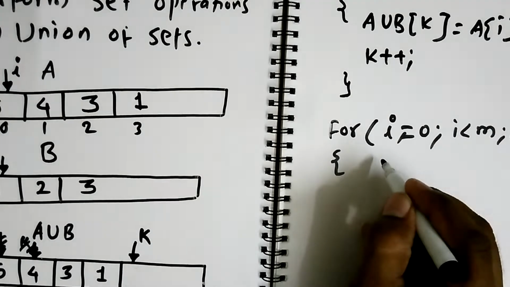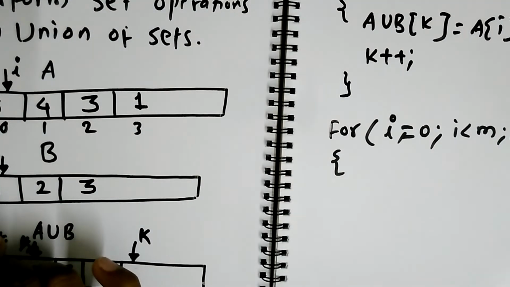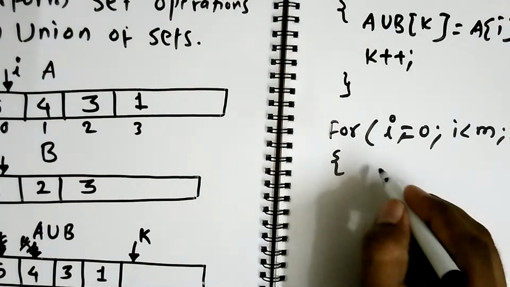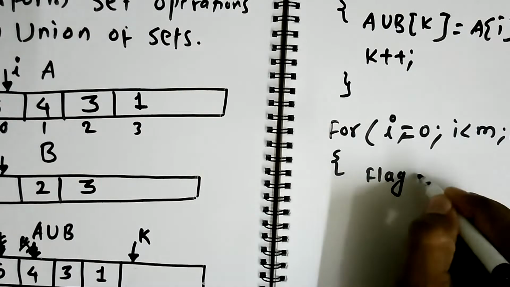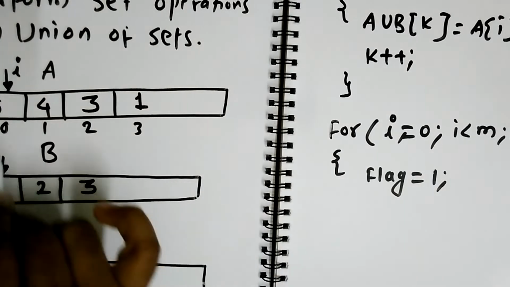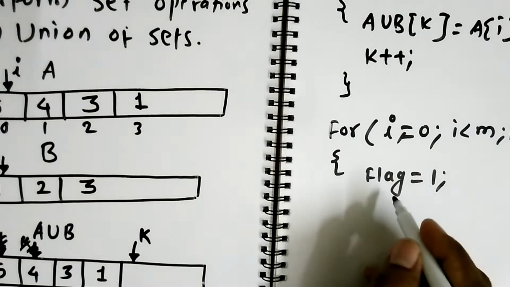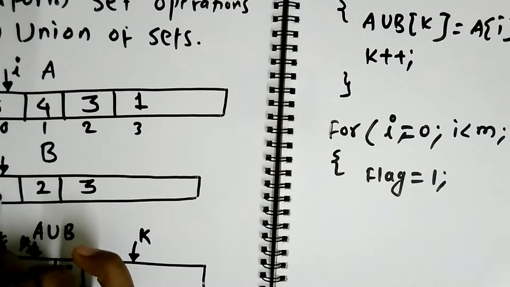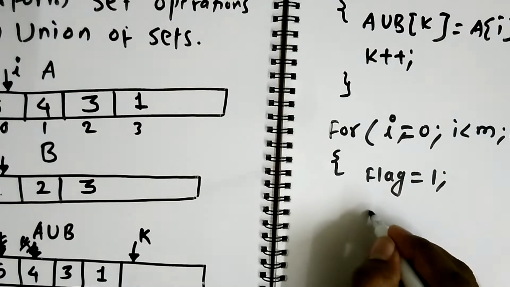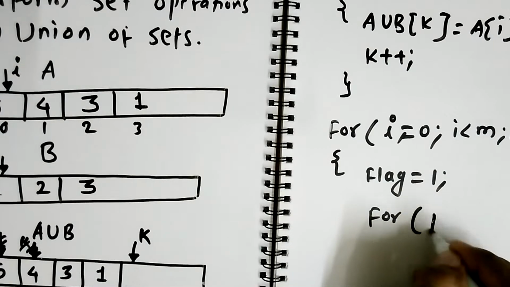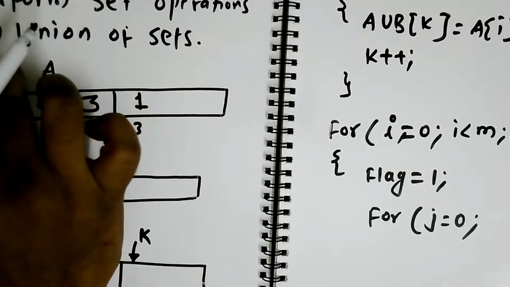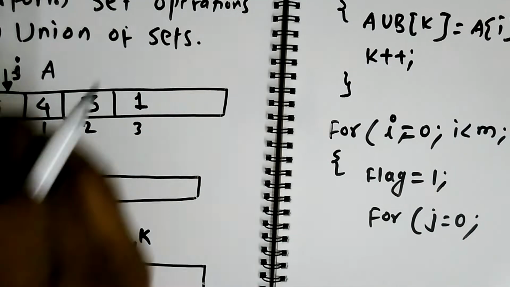So initially, when i is 0, I'm talking about this element B of 0. Initially I'll assume that the element is not present in array A. So for that I'll set one variable called flag equal to 1, just to assume it is not there. When I find it there, I'll make this flag 0. Now I'll start checking this in array A. In array A, again I'll start at the 0th position. It means I'm now taking the variable j for array A.